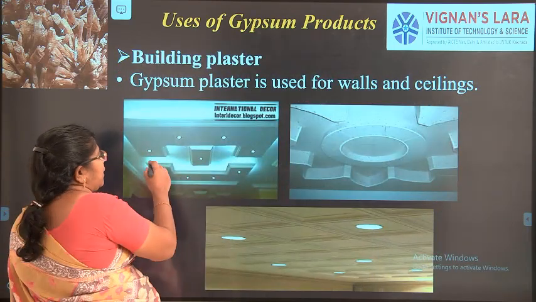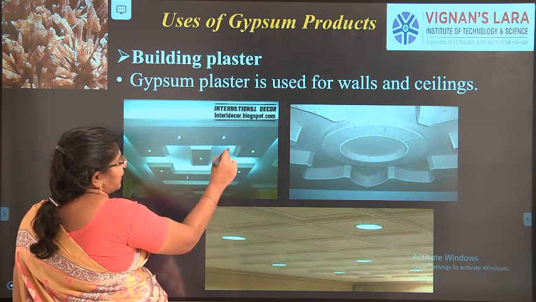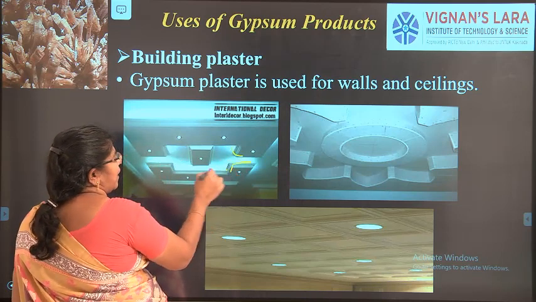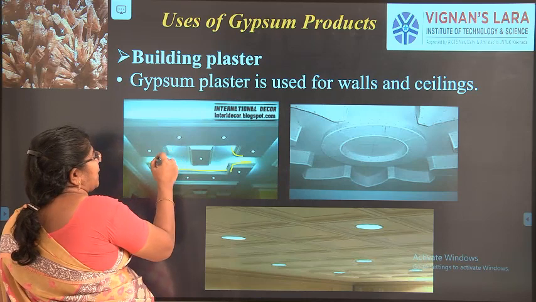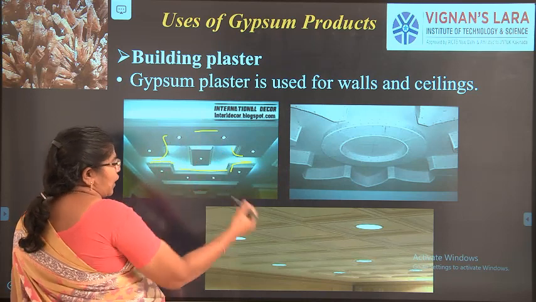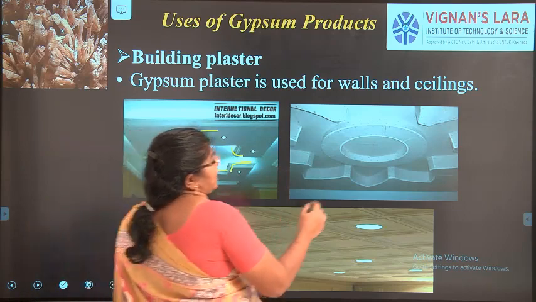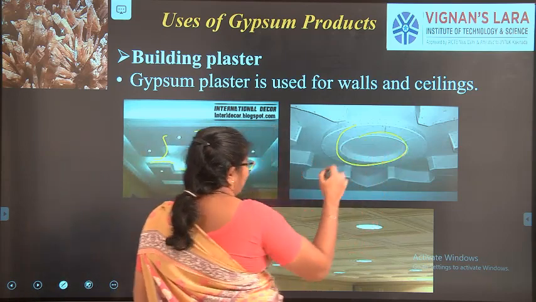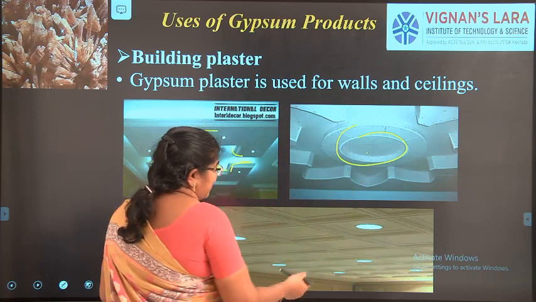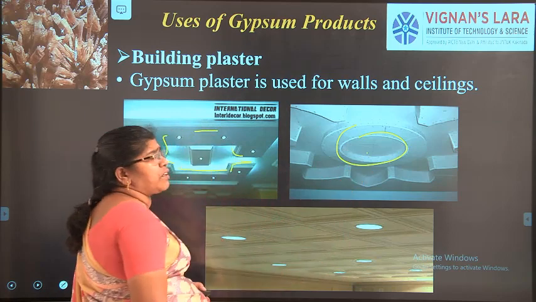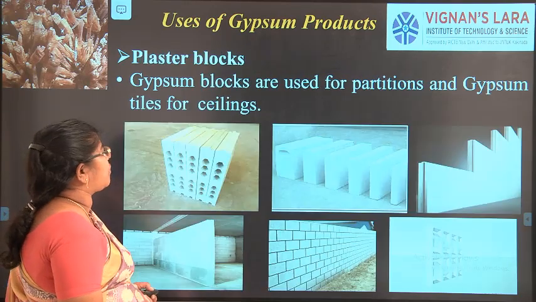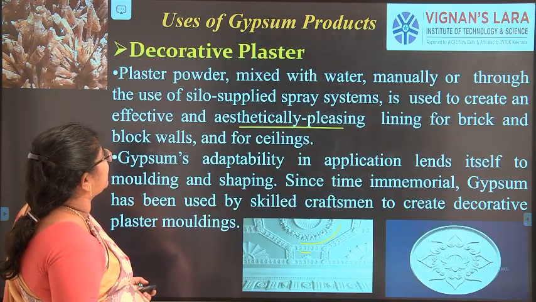You can see here, as I told you, almost all the lightings, everything are inside these gypsum boards. So what happens now, all the wiring will go through, and there won't be any wiring seen outside. Not only white color, you can see the decorative one. Here the fans can be there, decorative light. We can use it with different colors also. It is used for walls and ceilings. This is the number one usage.